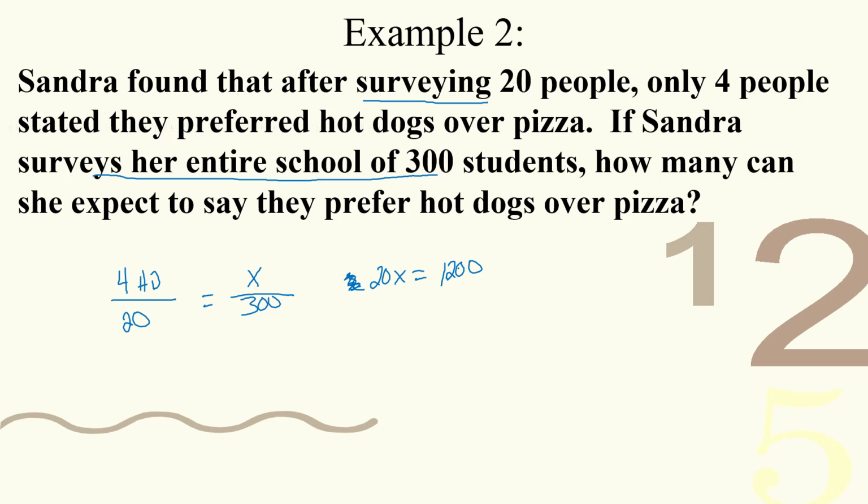All right, 20 is multiplied to x, so we want to divide both sides by 20. My 0's will cancel out, 2 goes into 120 60 times. So x equals 60. Now let's interpret that. If she surveys the entire school of 300 students, 60 would prefer hot dogs.